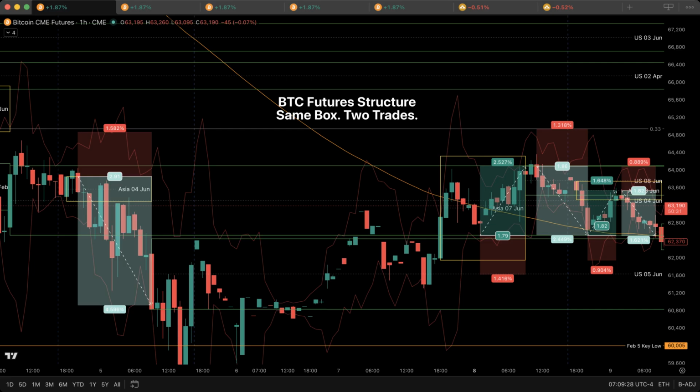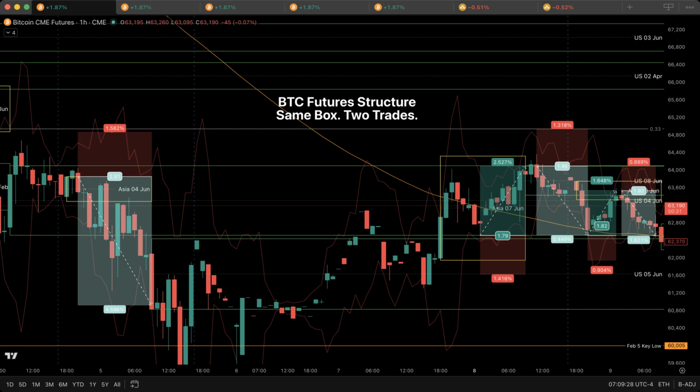The movement is not random. It is a rotation between old lower memory and the compressed midpoint. Lower memory holds. Midpoint reacts. Lower memory gets tested again. That is the structure. Now we build the first trade in the correct order.